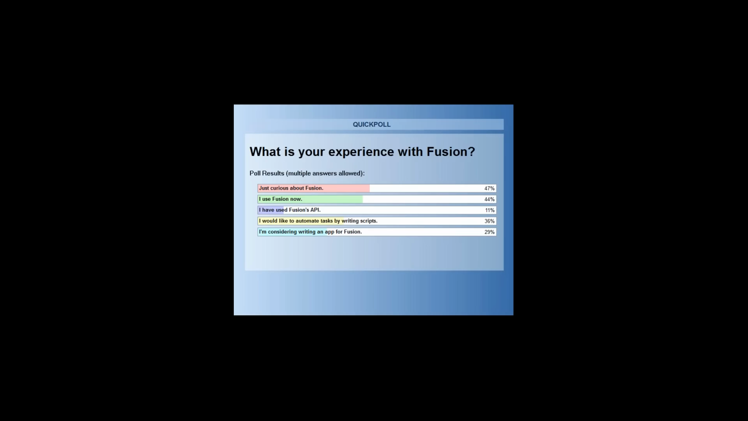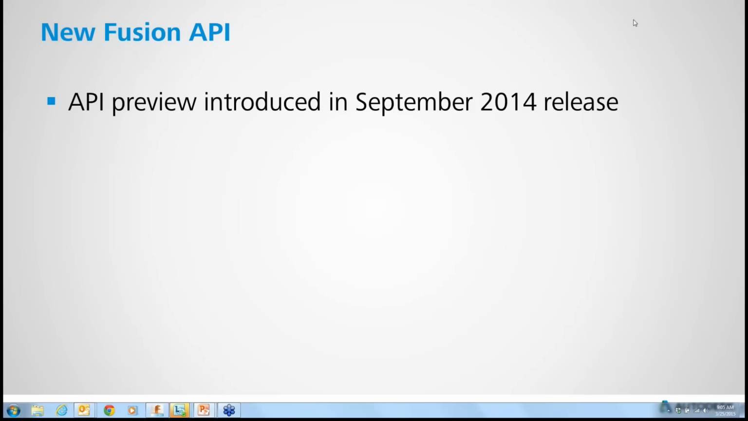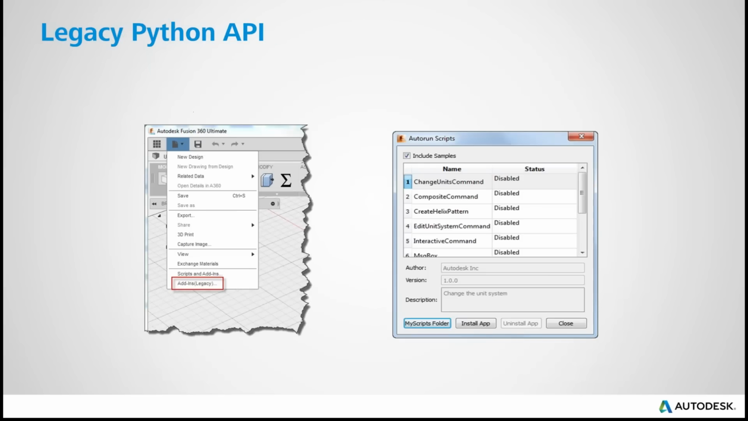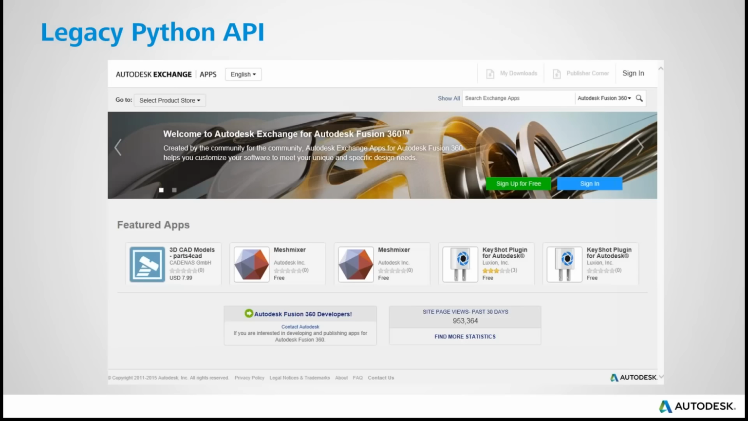And sorry, I think I've got the wrong one. Need to get rid of this poll here. There we go. So here's just the objectives. Hopefully we get out of this, and here's about the old API. Sorry about that.